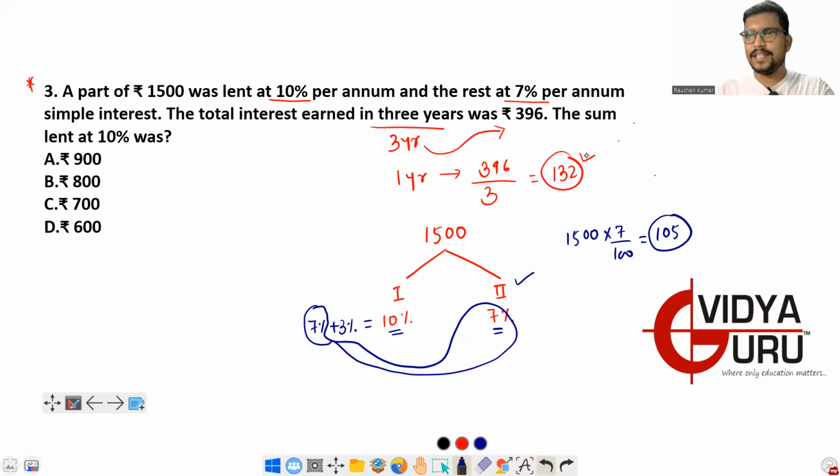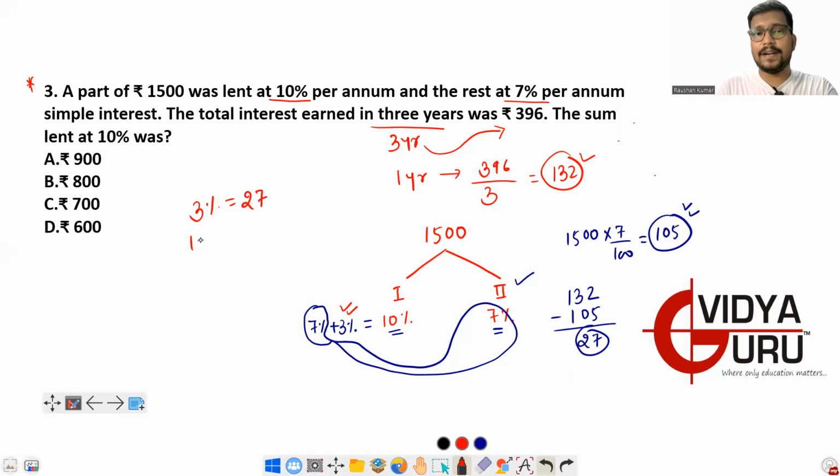Now see, if you compare, we have actually got 132 rupees, but if we take only 7%, we are getting 105 rupees. So what does it mean? That we have got 27 rupees extra. Why 27? 132 minus 105, we will get 27 rupees. Why are we getting extra? Just because of this 3%, we are getting 27 rupees more, right? So we can say that 3% is equal to 27, yes or no?